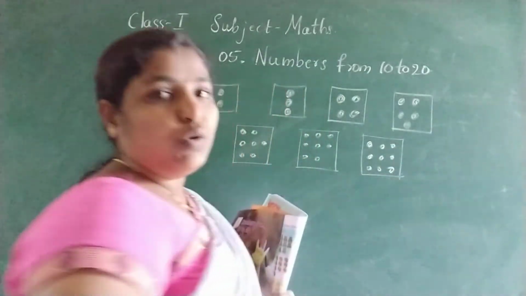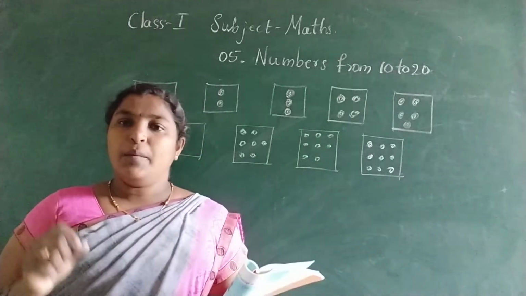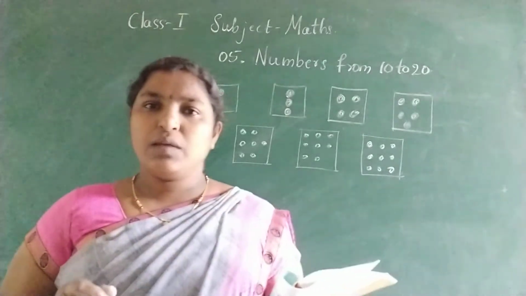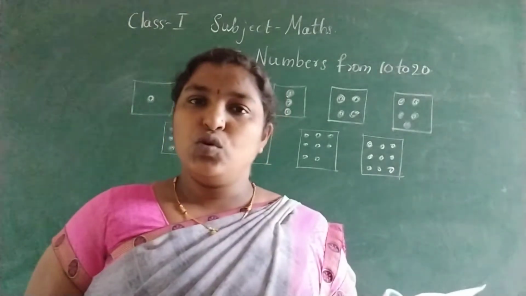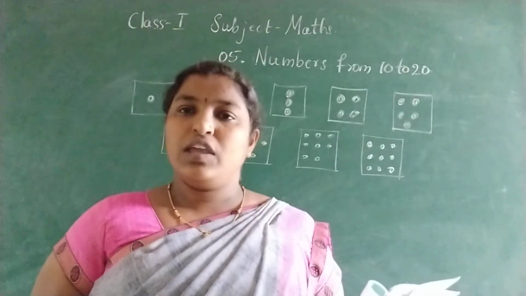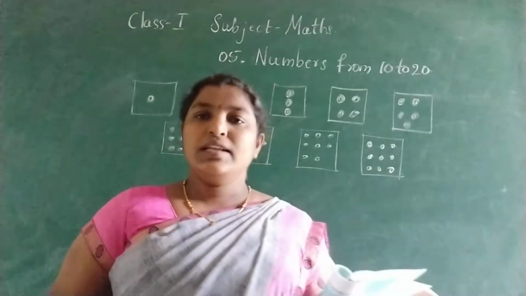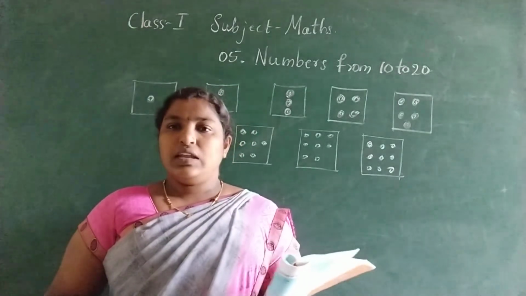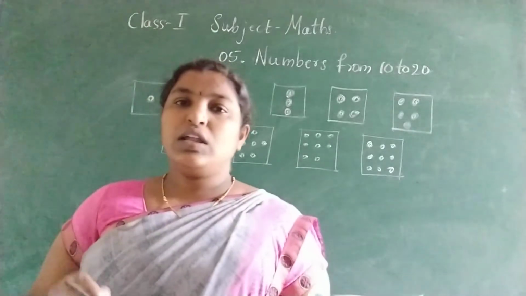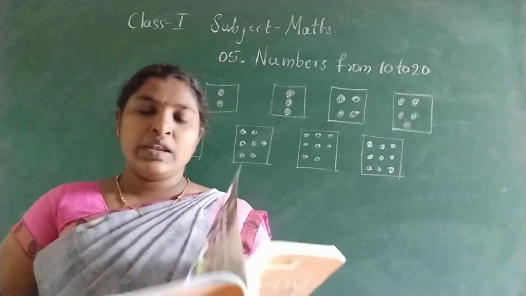Already you have learnt numbers 1 to 9 as well as writing number names. What are number names? ONE 1, TWO 2, THREE 3, FOUR 4, FIVE 5, SIX 6, SEVEN 7, EIGHT 8, NINE 9 and TEN 10. In this lesson you will learn from 10 to 20. Next page.